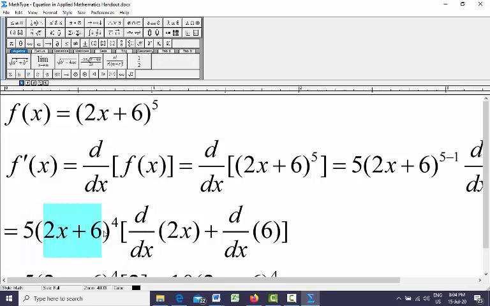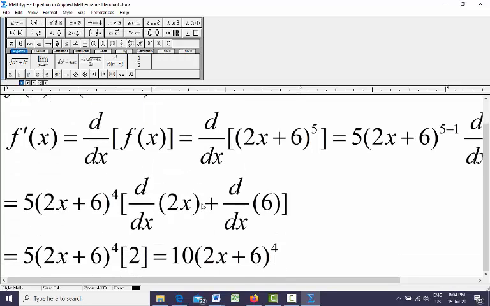Inside we have 2x plus 6. So you need to separate each part out. If you do differentiation of 2x, we get only 2. And if you do differentiation of 6, since we do not have any variable along with it, the answer is 0. So we have only 2. This 2 and this 5 we can multiply with each other. We multiply 5 with 2 and get 10, multiplied by (2x plus 6) power 4. So that's the answer.